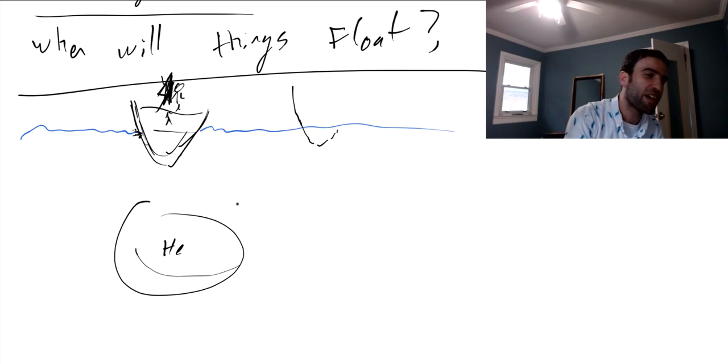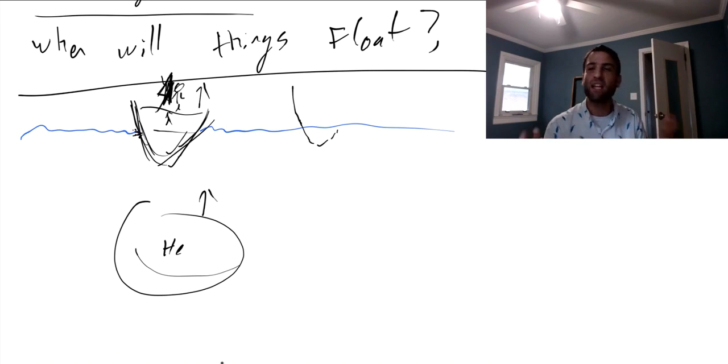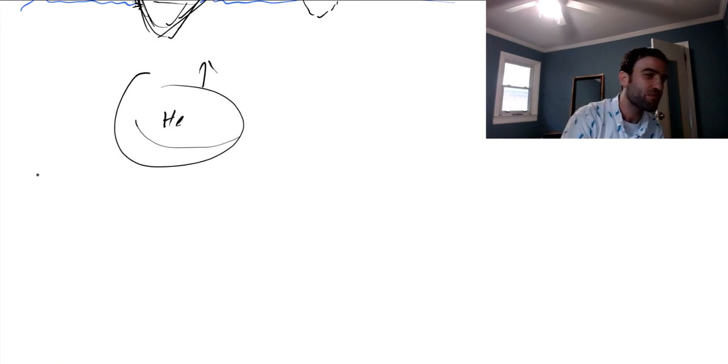So that's why things like boats and helium balloons float. It's because they have a net upward buoyant force, which is big enough to counteract their own weight. Okay.